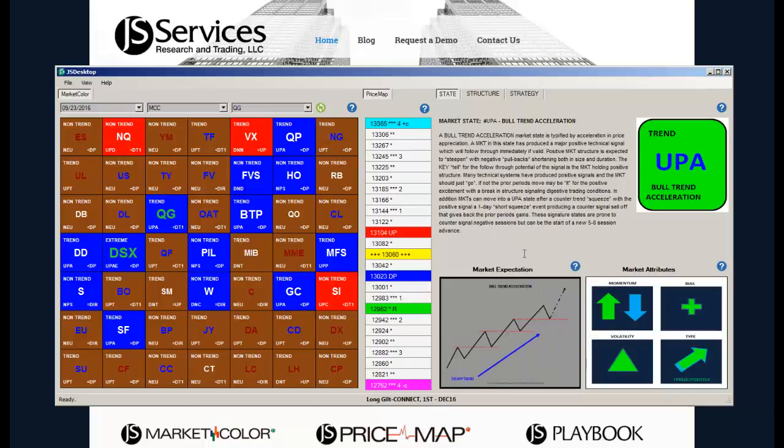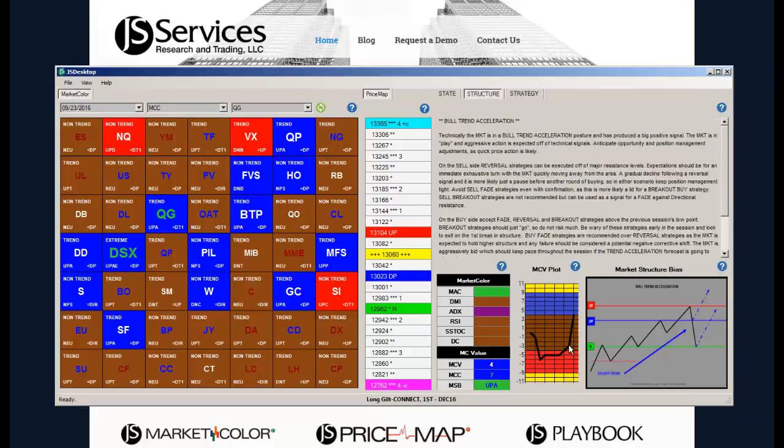The long gilt is another market that had a big shift. Its market state's a bull trend acceleration, and it had another big shift, an MC value change of 7. A lot of times when the markets have such a big change, it can be that the market's a little overdone and ahead of itself, and it also can be a situation where new volatility is coming into the market.